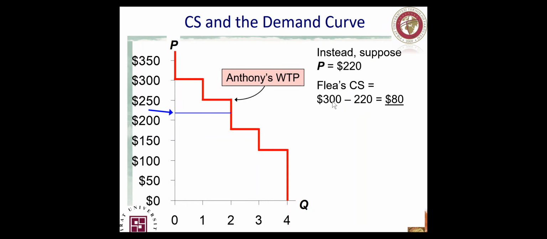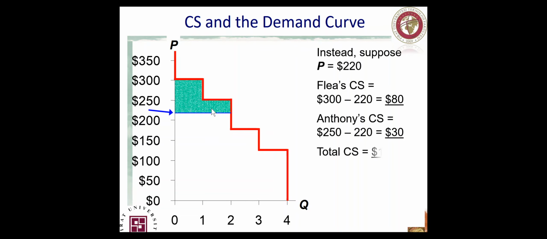So for Flea, it's already 300. We know minus 220, that's 80. We have Anthony, 250 minus 220, that's 30. We sum them up. So we have two representations. This is for Flea. This one.